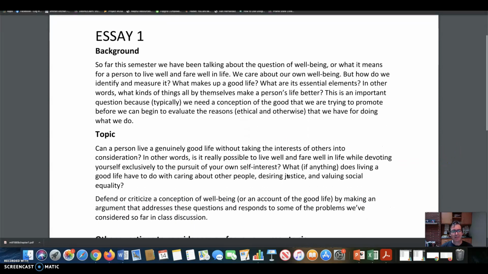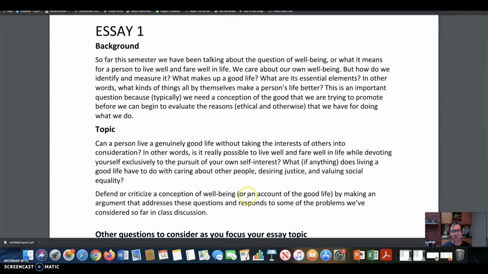And the topic then is, here's what I would like you to write about, okay? The background gives you some framework for the topic question. Can a person live a genuinely good life without taking the interests of others into consideration? So we've been thinking about the good that we're aiming at as individuals, but can we think of the pursuit of the good in purely egoistic, self-interested terms, right?